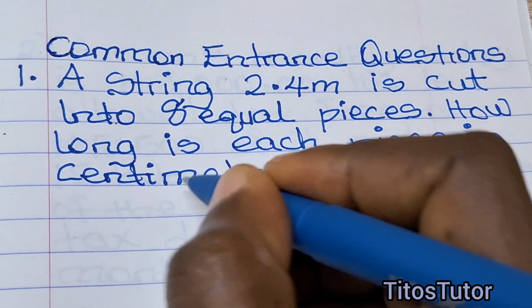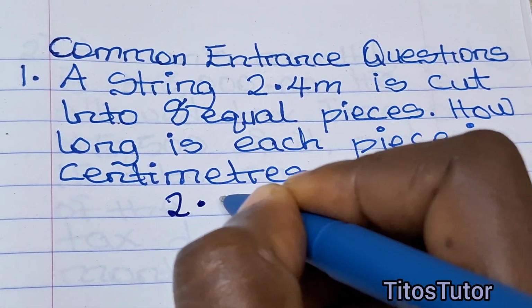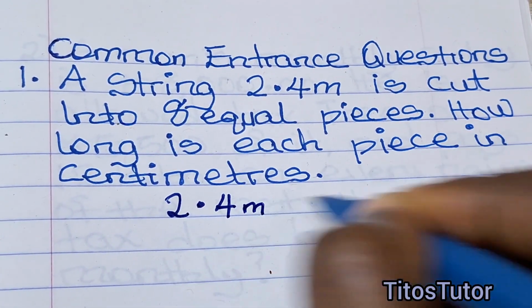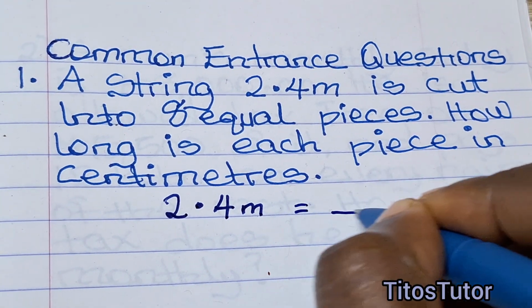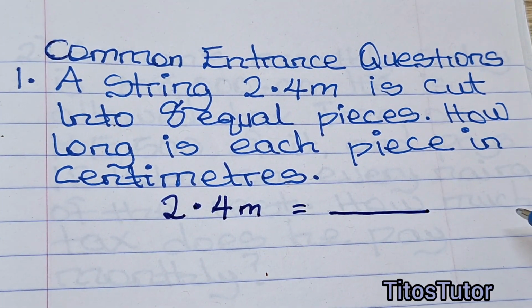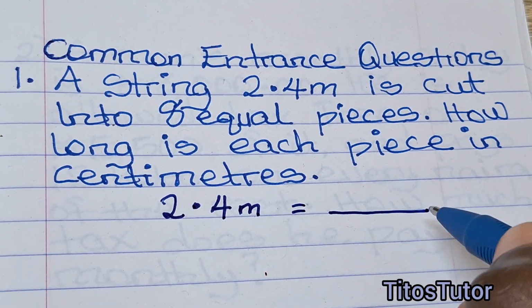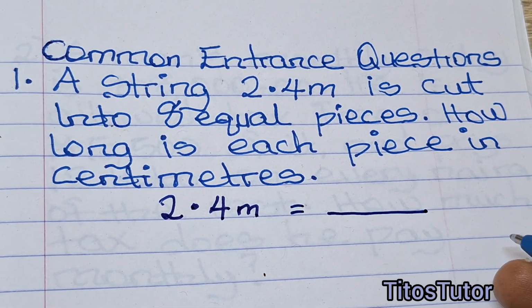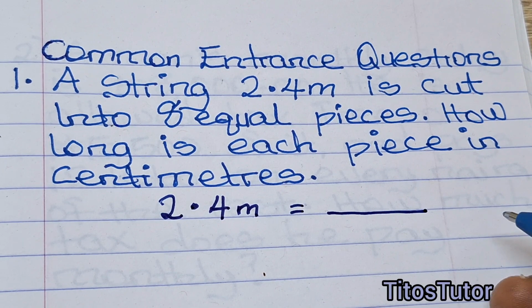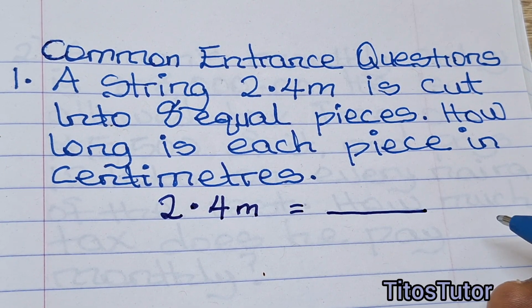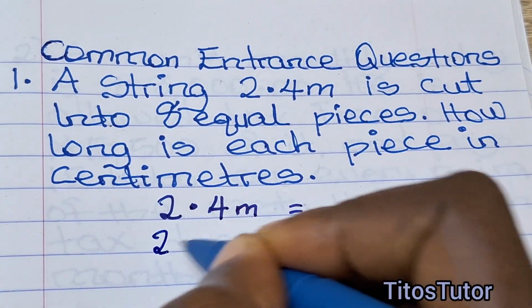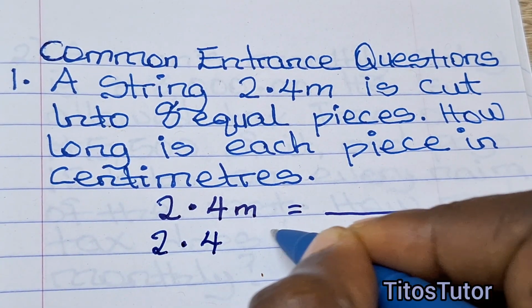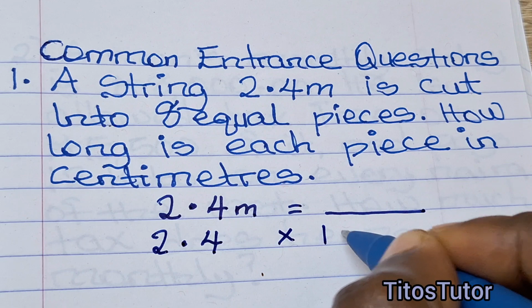The string is 2.4 meters and I want to convert this to centimeters, right? So I'm going into a smaller unit, so I'm going to multiply, but I need to find my conversion factor, which is 100 centimeters make 1 meter. So I'm multiplying by 100. So it is 2.4 multiplied by 100.